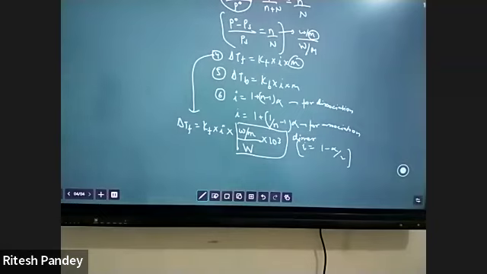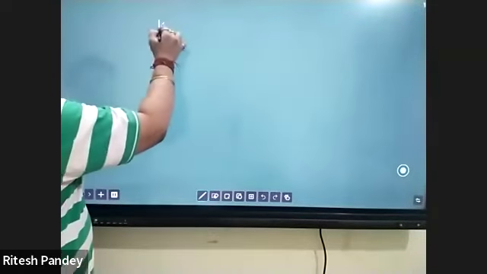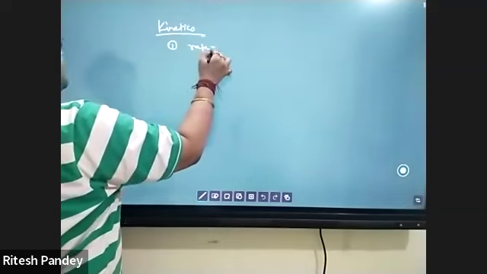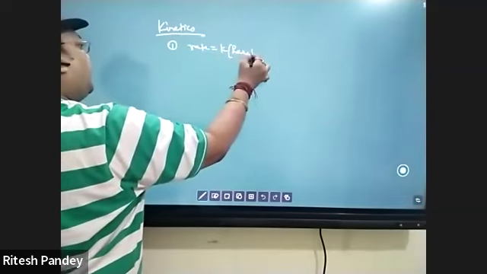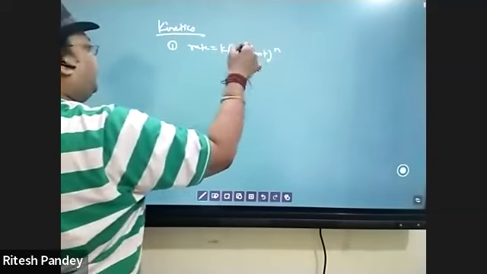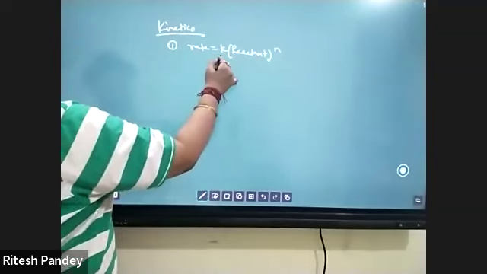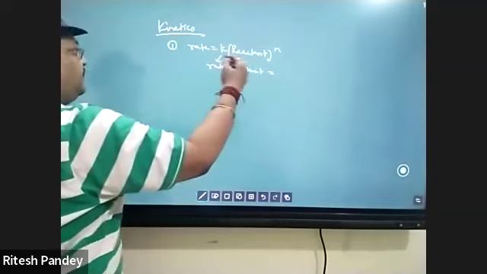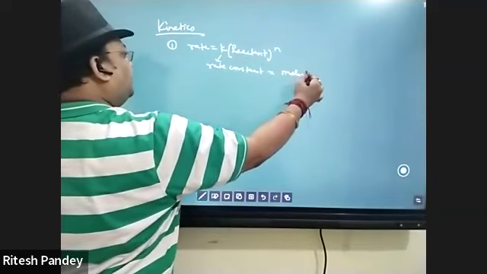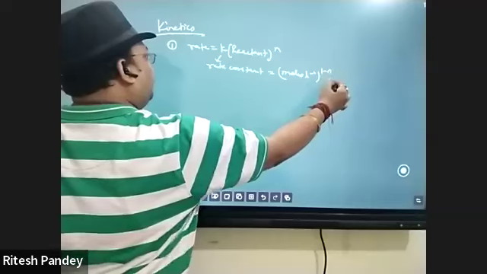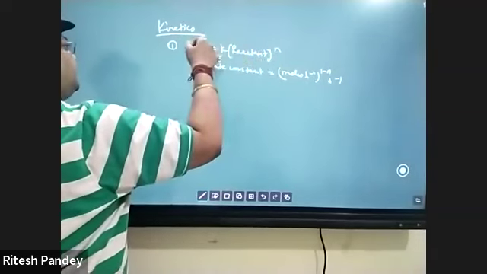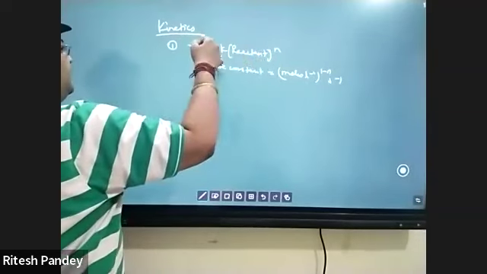Yes, sir. Time to move to kinetics. Now in chemical kinetics, result number 1 is rate is equal to K reactants to the power n. It is basically the law of mass action. K is called the rate constant, which will have a unit of moles per liter to the power 1 minus n per second. Concentration is in molarity, moles per liter. Rate is moles per liter per second.